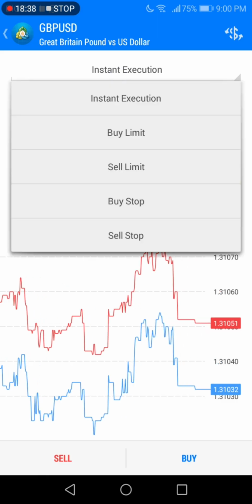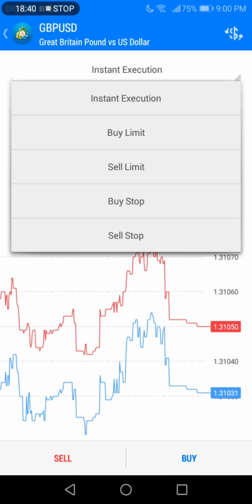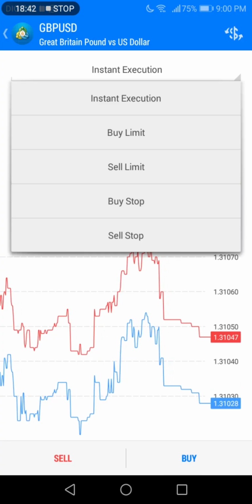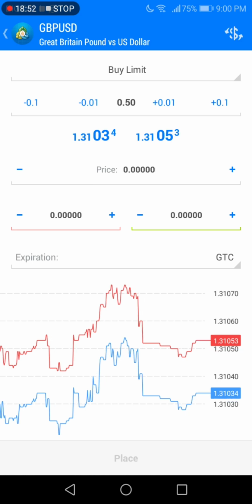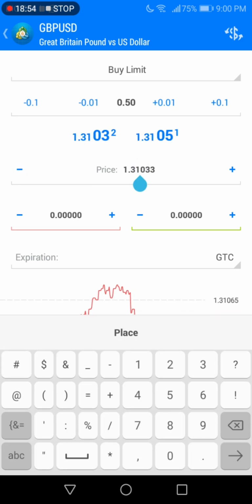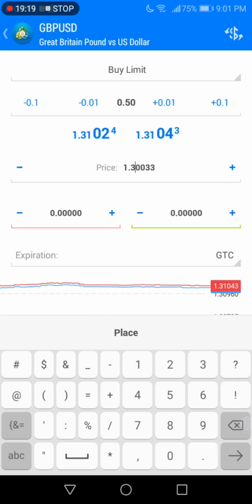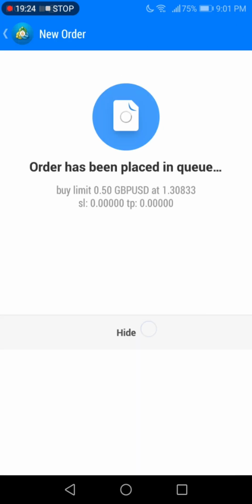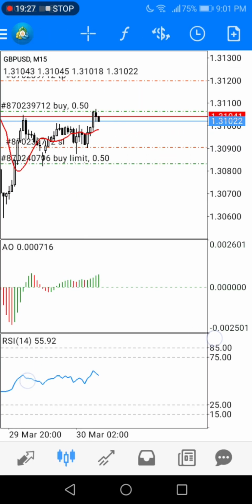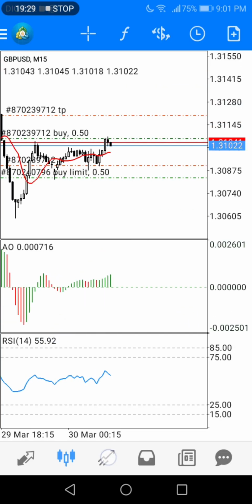Either instant execution, which once you click buy or sell, you will enter it, or you click buy limit or sell limit. So if you want to enter a buy limit, remember with a buy limit, the price you want to enter is lower than the current market price. So you want to, when the market retraces, be entered into the trade. So let me select one. So let's give it a 0.833. Alright, 0.833. So I'm going to place a buy limit. The buy limit is kind of far.